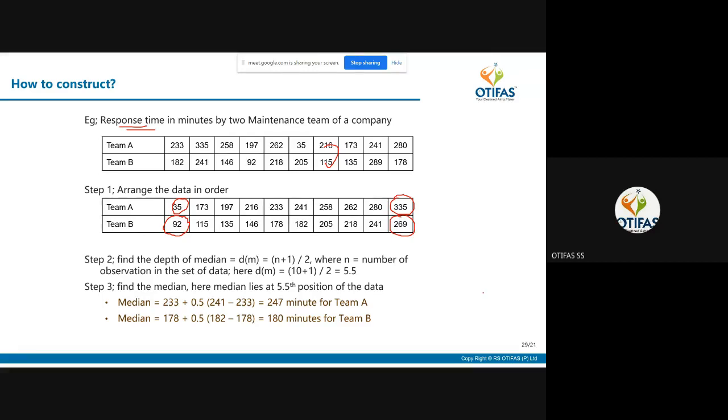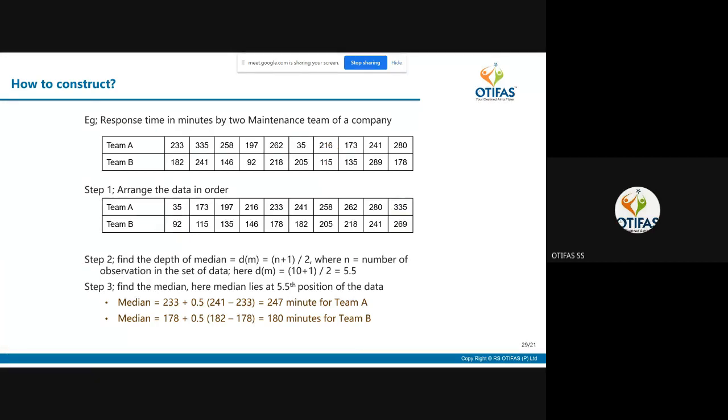Now tell me, which one is better by seeing this? Can you say which team is better? It's not easy, isn't it? So what we'll do is just make a box plot and see.